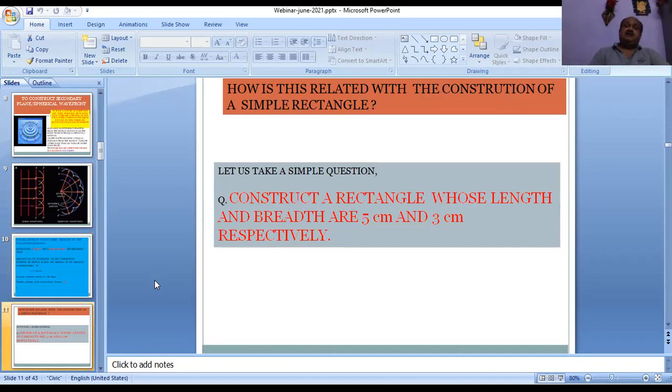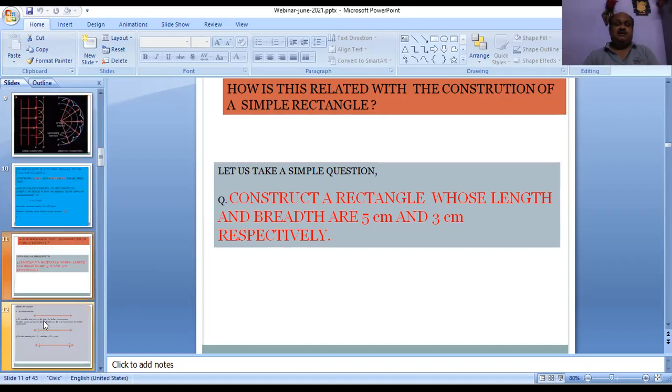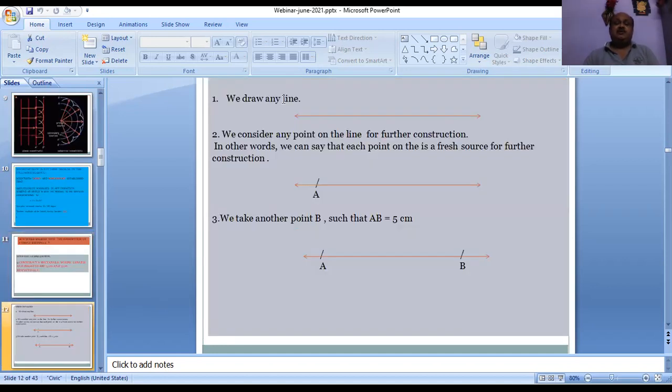How is this related to the construction of a simple rectangle? What I have written in the topic is an innovative way of teaching. I have related the Huygens construction with the construction of a simple rectangle. For that, I have taken a question: construct a rectangle whose length and breadth are 5 centimeter and 3 centimeter respectively. So what do we do for constructing a rectangle? We draw any line.